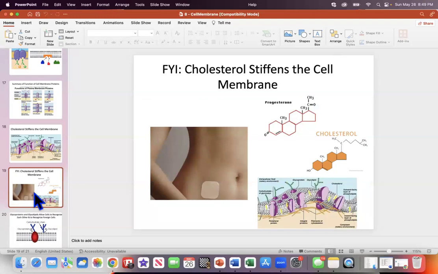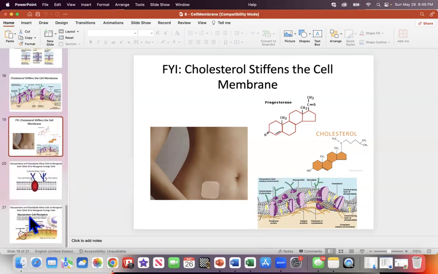And because cholesterol is a lipid as well, we talked about this: the birth control patch contains a high dosage of female sex hormone. It can go through the cell membrane because it is like a lipid, so it can diffuse through the cell membrane. That's why the high dosage of sex hormone in the birth control patch can go through the cell membrane.